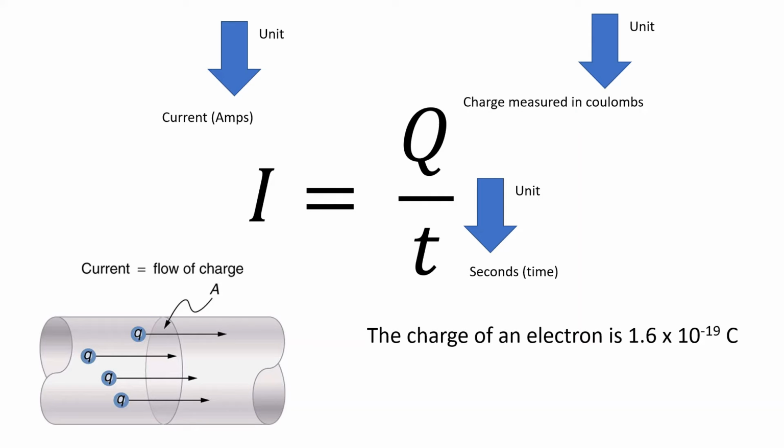This equation tells us that the charge is flowing past a point A. In this case, A is the surface area, if you look at the bottom left. If you have more charges passing through that surface area per second, the current will go up. And if the charge is flowing very quickly, meaning it takes less time to flow past that point, then the current is also quite high. So that is the equation: I is equal to Q divided by T.